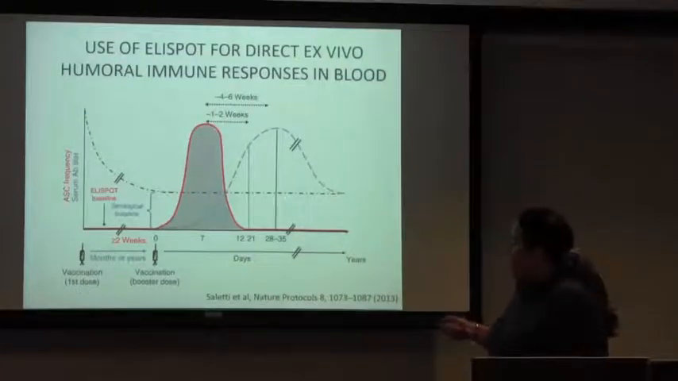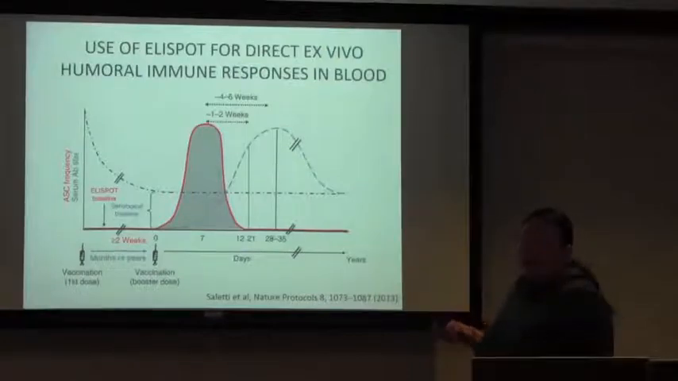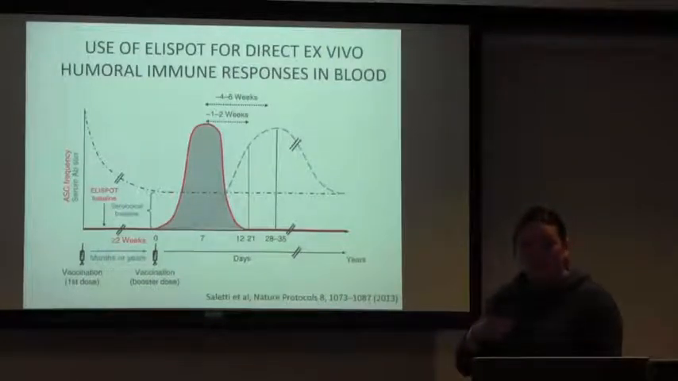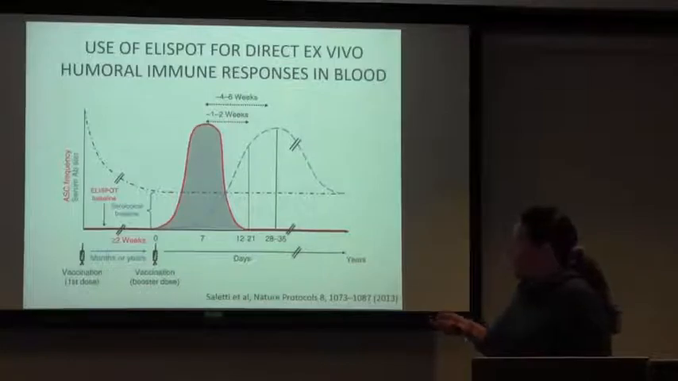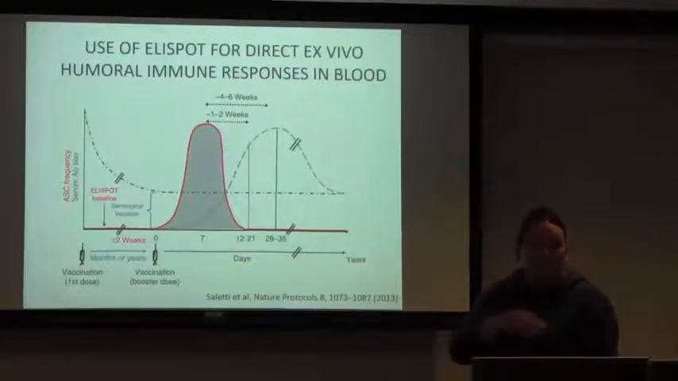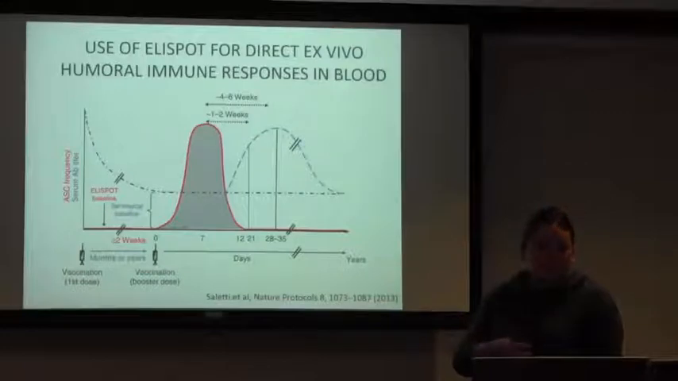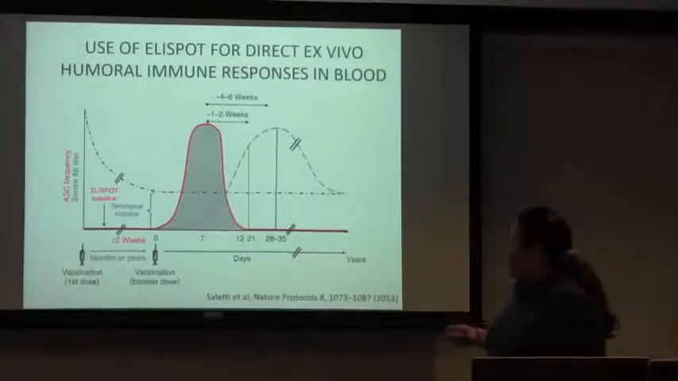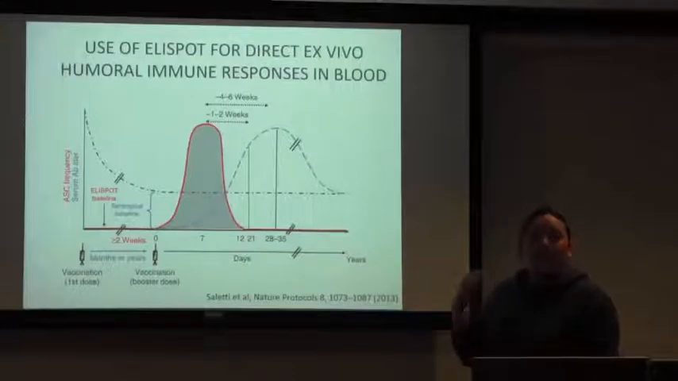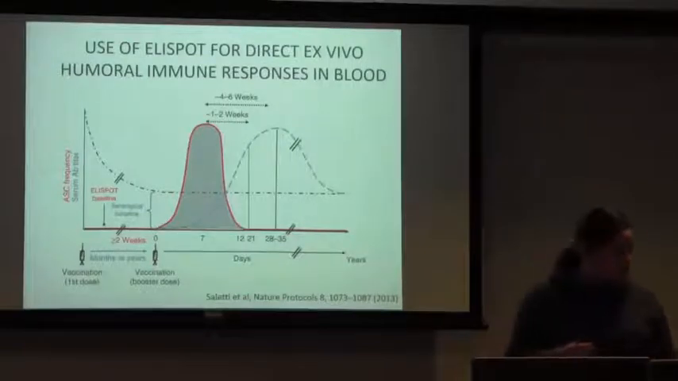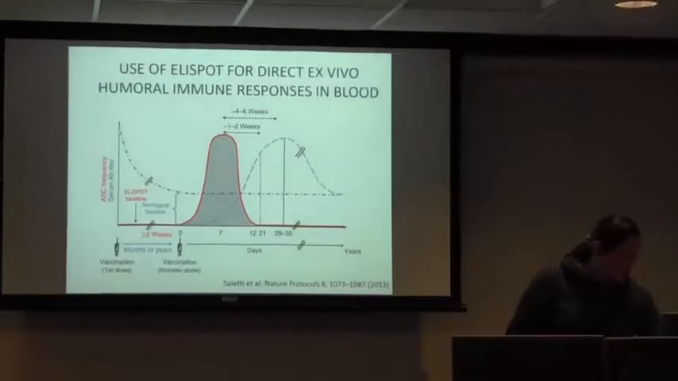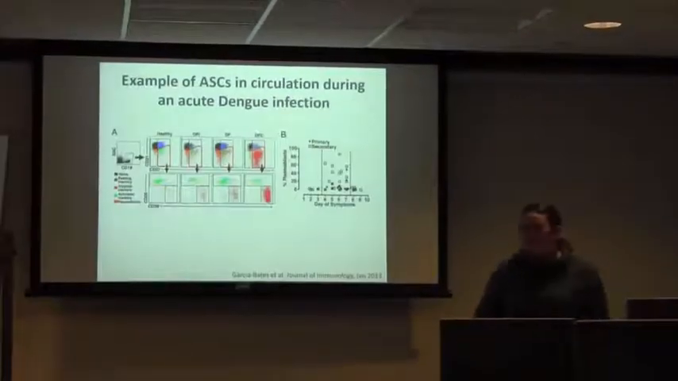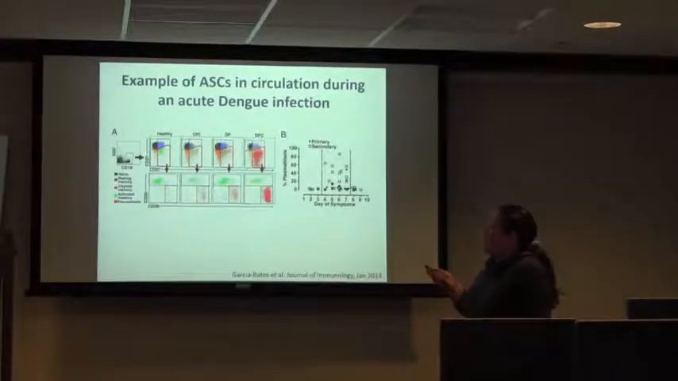And the other important thing is that when you use detection of antibody secreting cells, you get rid of the background antibodies, the serological baseline that you have from previous exposures to antigen. So therefore, this is a more sensitive assay to look at vaccine efficacy against a new vaccine.